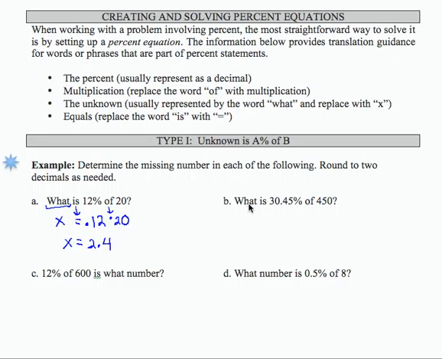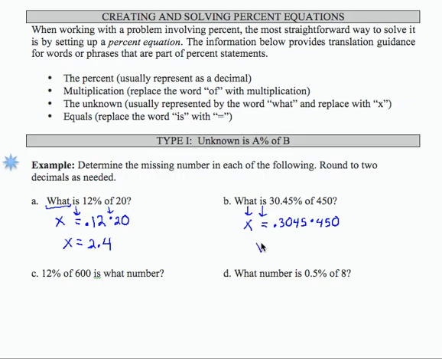Looking at part B, again we have what, that's going to be an x, is equals. 30.45% as a decimal is 0.3045. We're dividing 30.45 by 100. Of is times, and 450 is our number. Now, 30.45% is about a third, so we're going to expect something around 120, 130 as a result.